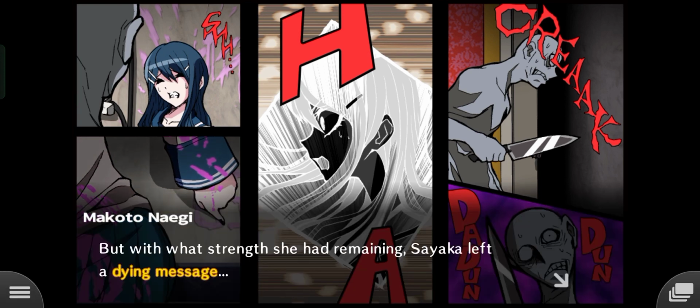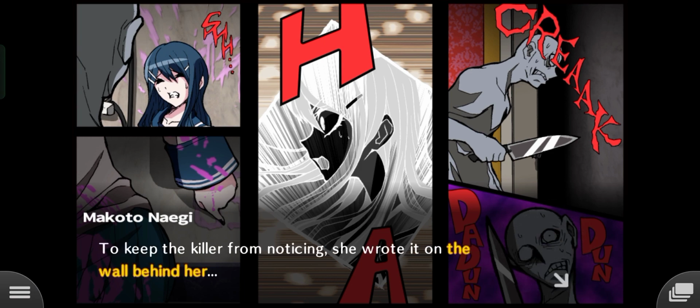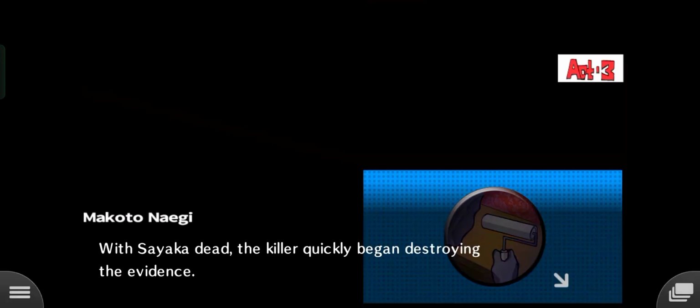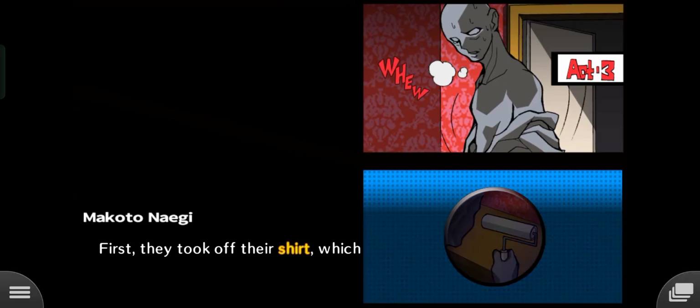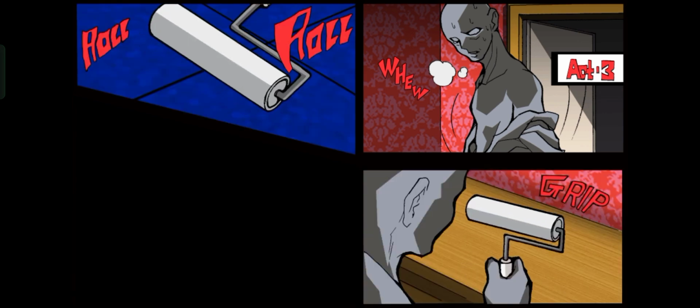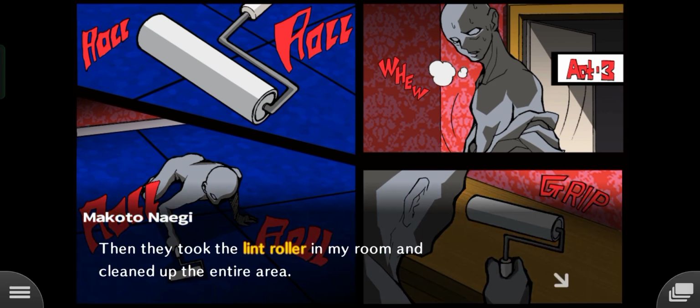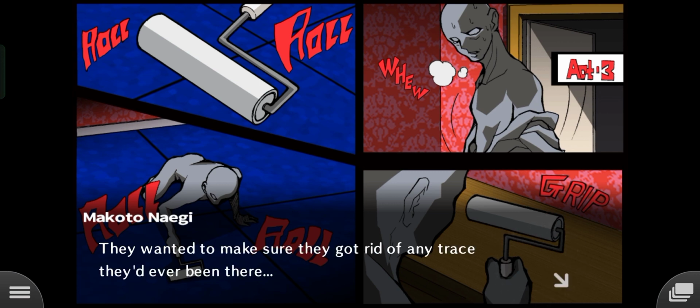But with what strength she had remaining, Sayaka left a dying message. To keep the killer from noticing, she wrote it on the wall behind her. And with that, with Sayaka dead, the killer quickly began destroying the evidence. First, they took off their shirt, which was covered in their victim's blood. Then they took the lint roller in my room and cleaned up the entire area. They wanted to make sure they got rid of any trace they'd ever been there.